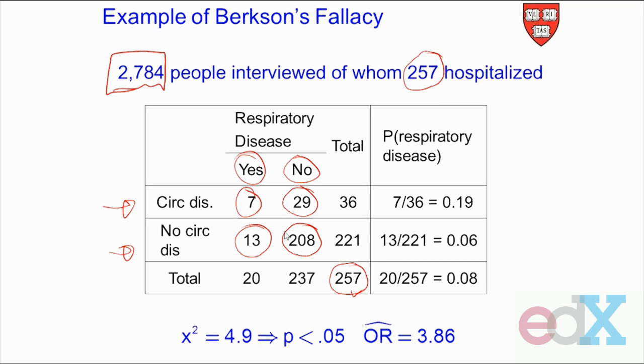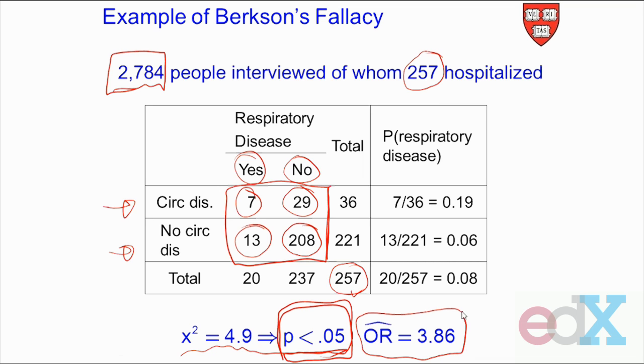So now the question is, look at this 2x2 table, and is there any relationship between the row and column classification? The answer is that the chi-squared is 4.9, so the p-value is less than 0.05, so we reject the hypothesis that there's no relationship between column and row classification. In other words, this sure looks like there is a relationship. The odds ratio, if we calculate that, is 3.86, so it's very big. It's almost 4.